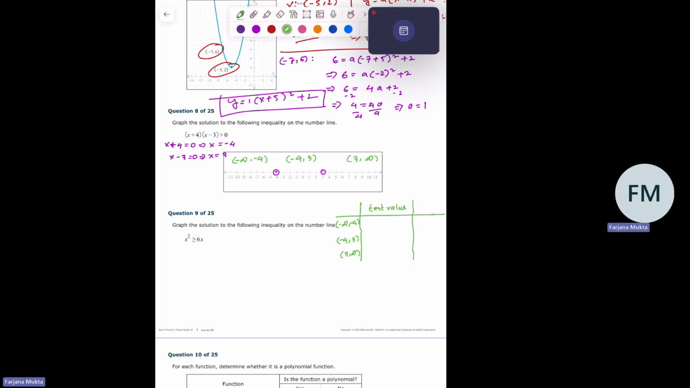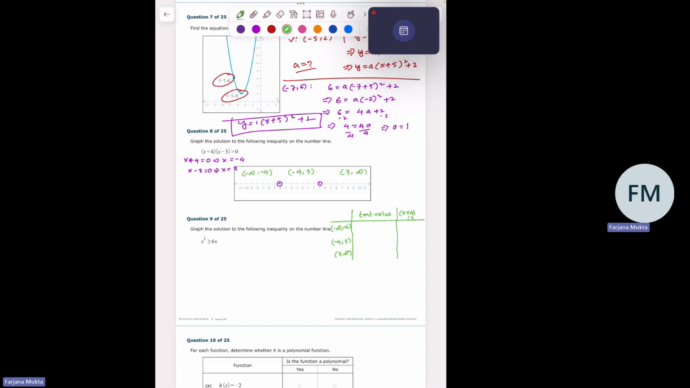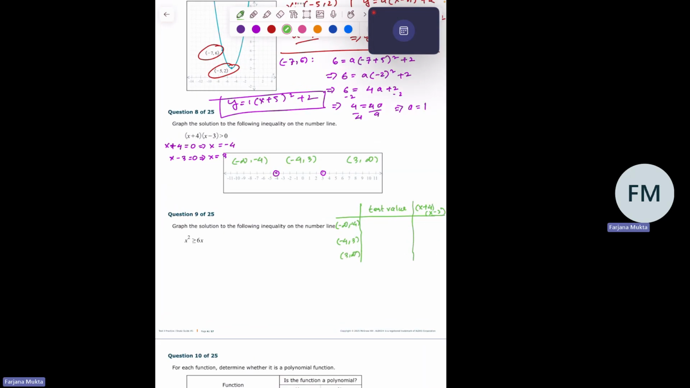That means, which is x plus 4, we'll substitute them in x plus 4 times x minus 3. All right, so the first test value in this interval we can pick as x equal -5. For the second, we can pick x equal, let's say, 0. For the third, we can pick x equal 4.